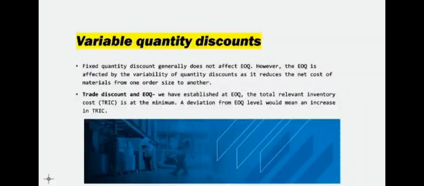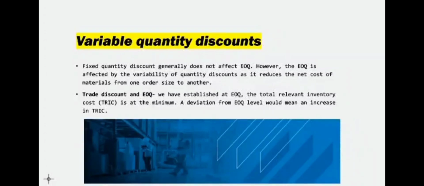Good day everyone. My topic is all about variable quantity discounts. A fixed quantity discount generally does not affect EOQ. However, EOQ is affected by the variability of quantity discounts as it reduces the net cost of materials from one order size to another.